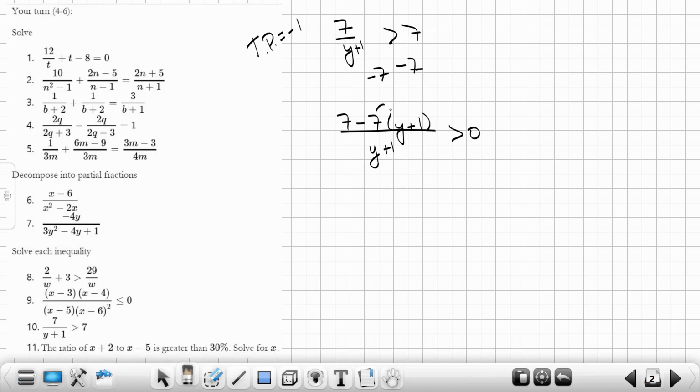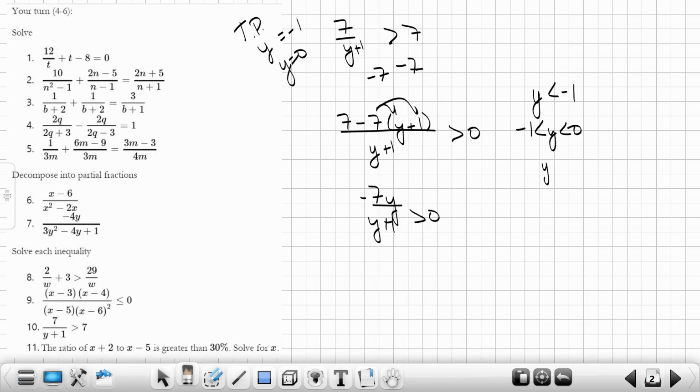So 7y and a negative 7, so I get negative 7y over y plus 1 is greater than 0. So another test point is y equals 0. Up here, my test point was y equals negative 1, y equals 0. So y is less than negative 1, y is between negative 1 and 0, and y is greater than 0. I'm substituting these into this equation down here.